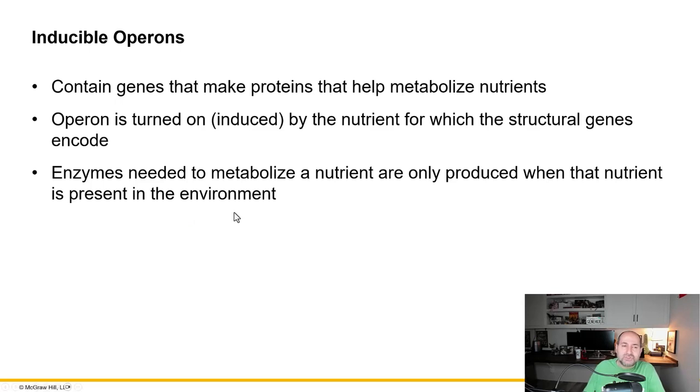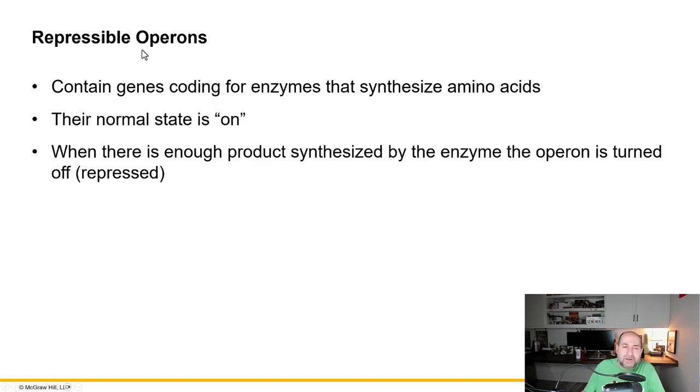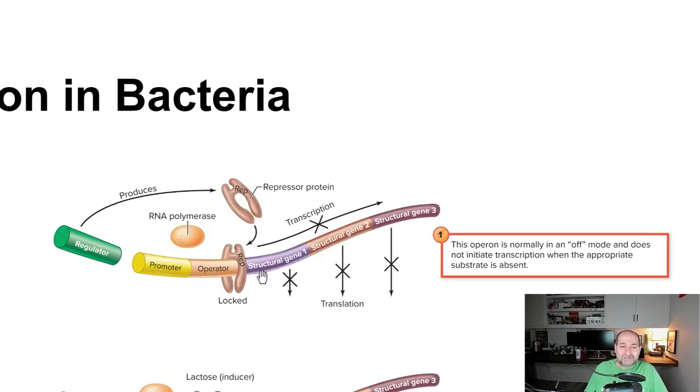So let me actually show you how this inducible operon works. Let me show you how the lac operon works, and then we'll talk about the repressible operon. The lac operon consists of 3 functionally related genes, in this case, gene 1, gene 2, and gene 3. All 3 of these genes help to metabolize lactose.